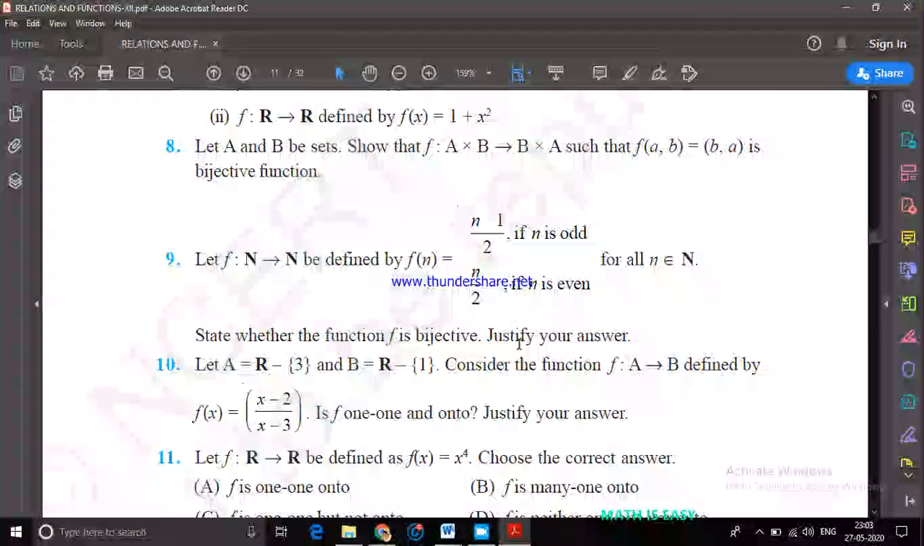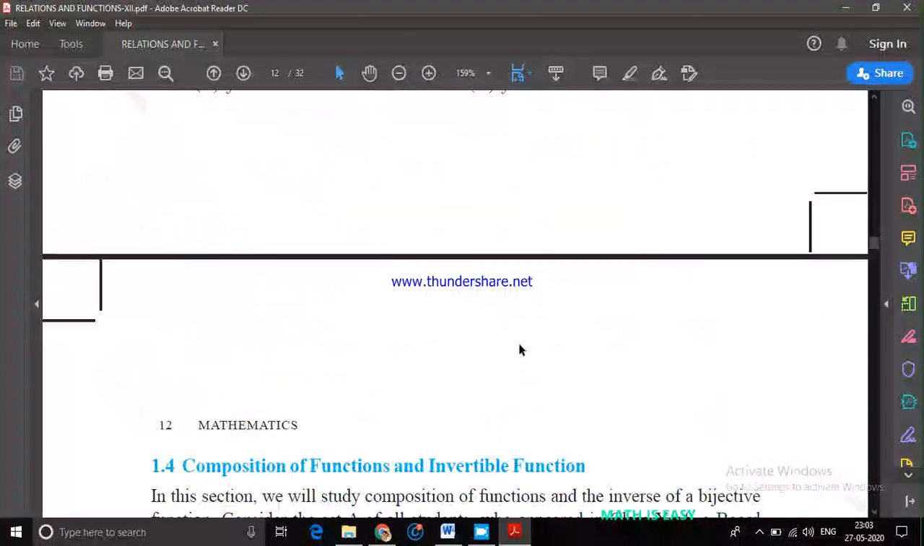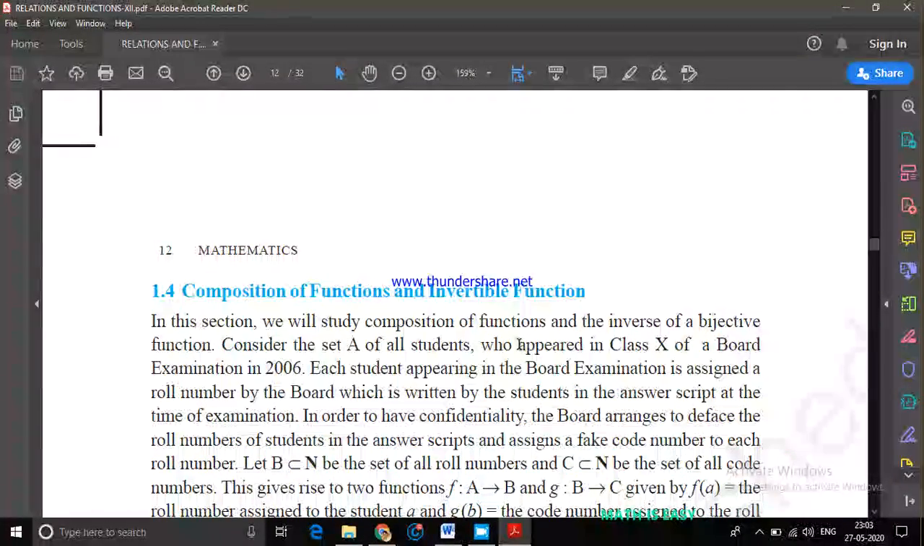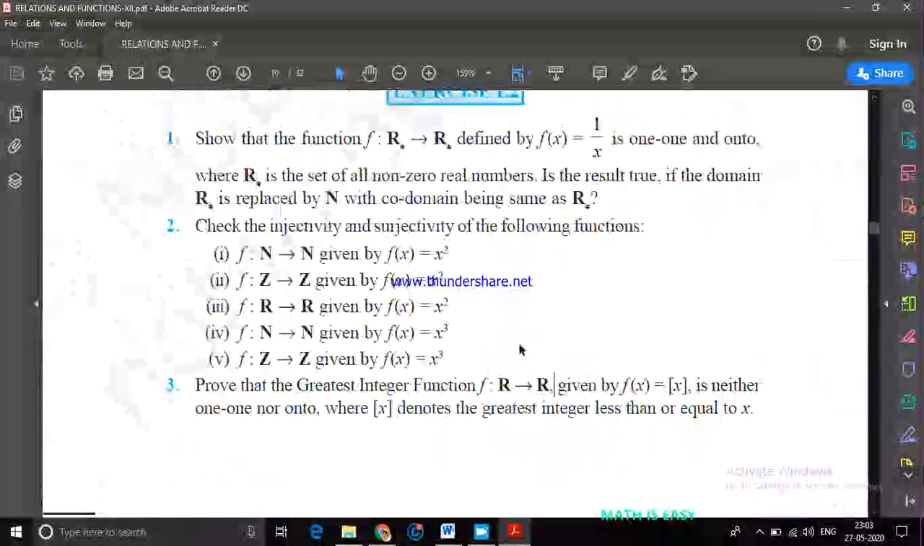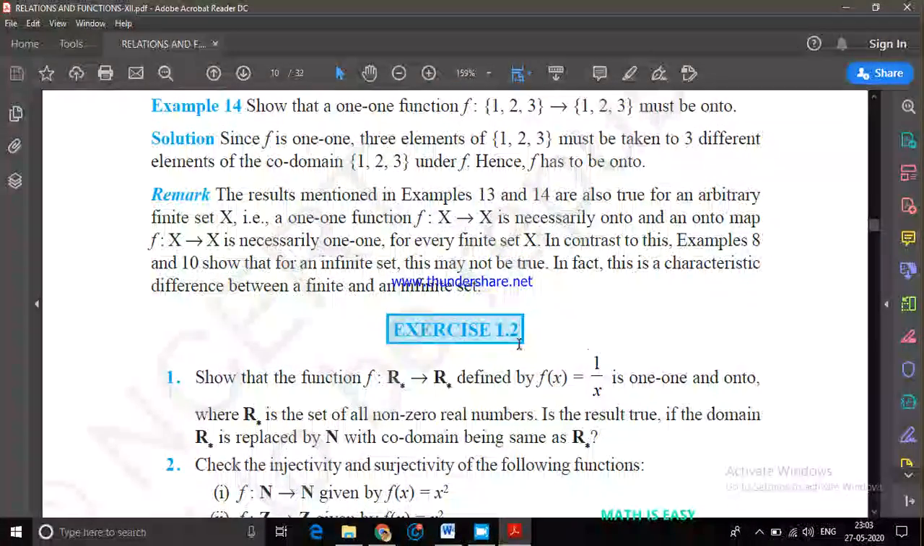So like this, there are so many questions. Maybe Saturday we have a test. After that we'll discuss the exam, the exercise and all. Okay. So complete this till exercise 1.2 and we will discuss it in a doubt clarification class one day. Thank you. Have a nice day.